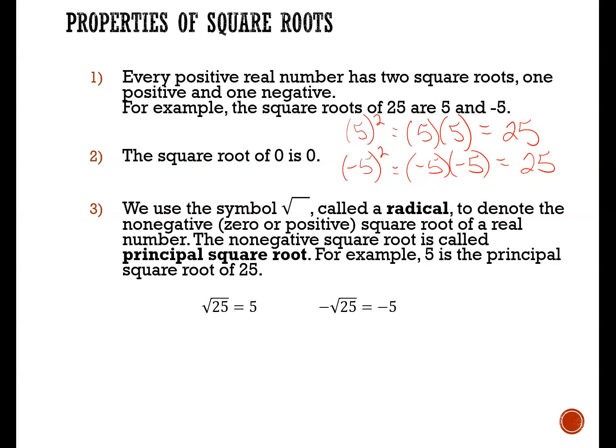So the square roots of 144 are 12 and -12. 0, of course, only has one square root. The square root of 0 is 0.